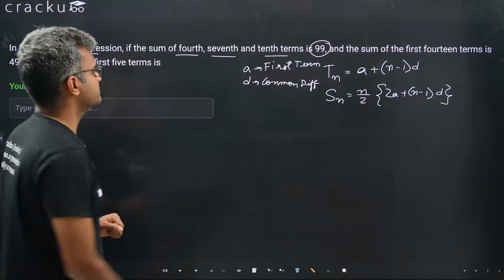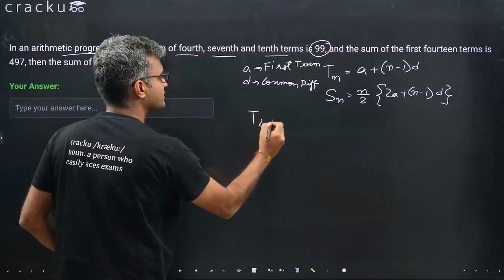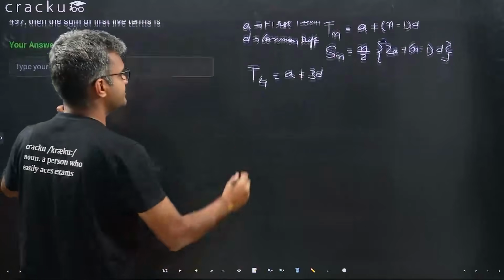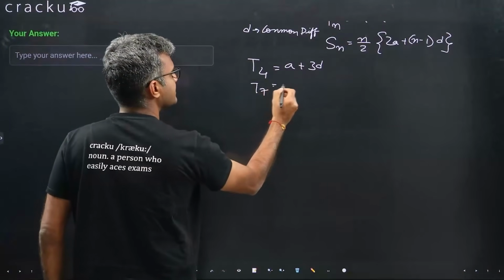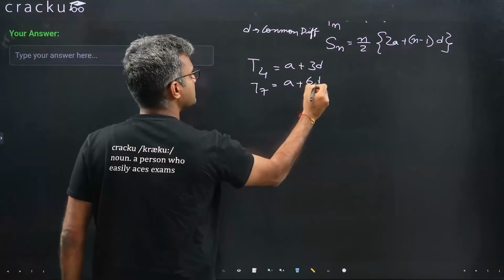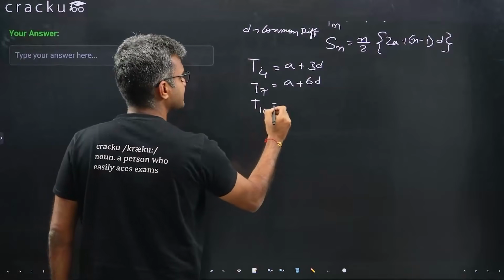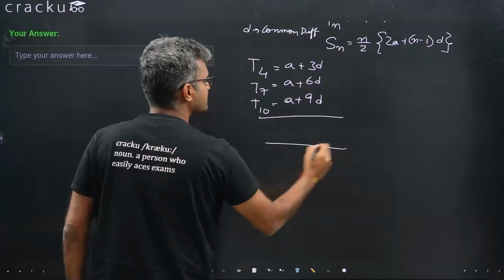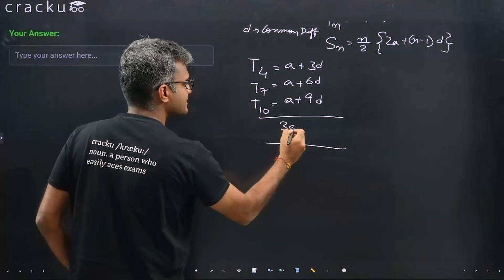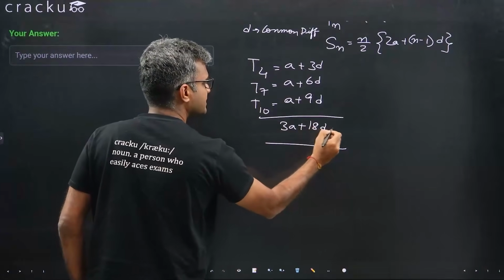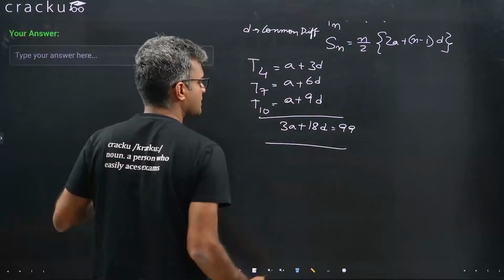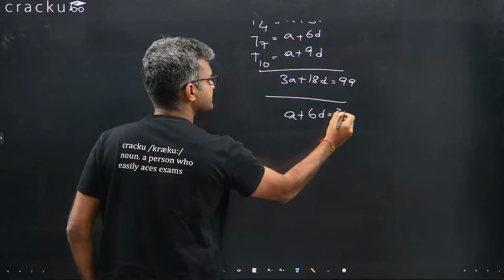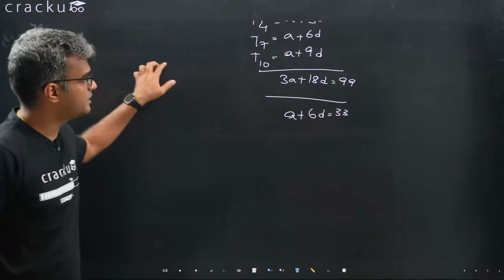So what is the fourth term? If you are writing the fourth term as T4, this is A plus 3D. What is the seventh term? The seventh term will be A plus 6D. What is the 10th term? T10. This is A plus 9D. So the sum of all of them will be 3A plus 18D. This we are told is equal to 99. Or A plus 6D is equal to 33. This is one equation.